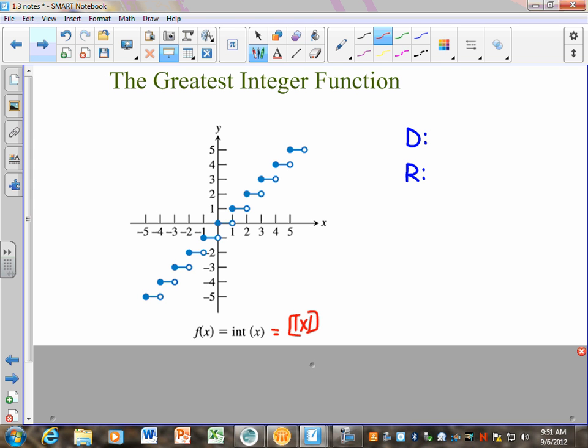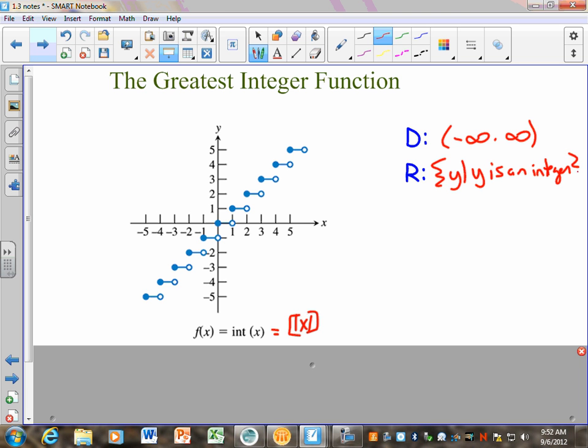It looks like maybe we're skipping some numbers here, but we're actually not. We pick every number between each x value, right? Every one is picked. So the domain is always all real numbers. But remember that the range is never going to be all real numbers, because with the greatest integer function you only get integers out of it. I don't know how to write this in interval notation, so we're going to say y is an integer.